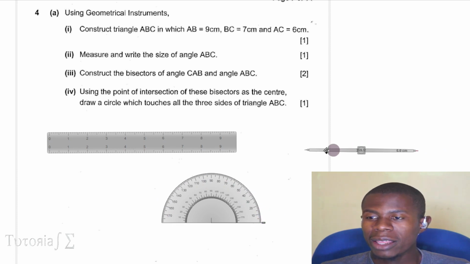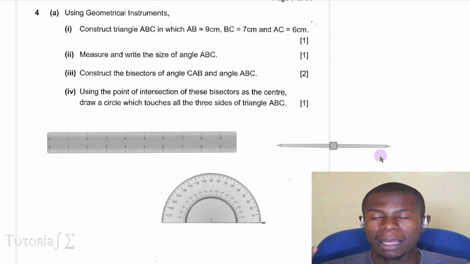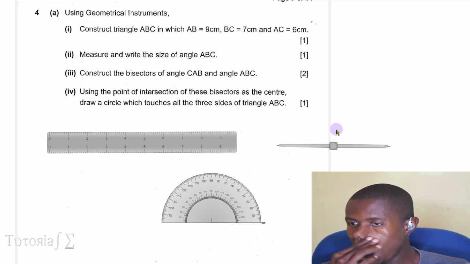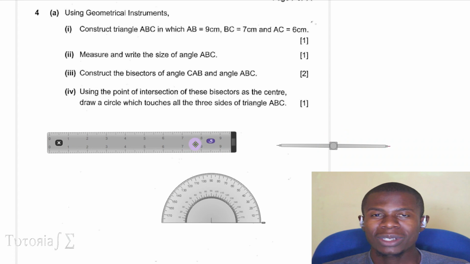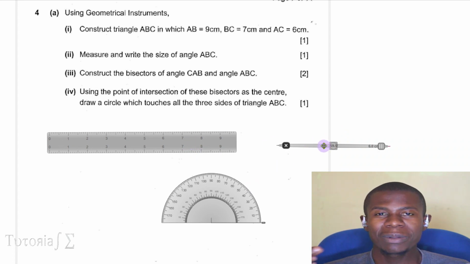And the compass is that instrument that has on one side a needle, and on the other side is where you can insert a pencil. All right, so those are the things that you need. Of course, you need a pencil. So a ruler helps us draw straight lines, a compass helps us make perfect curves, and a protractor helps us to find the angles.